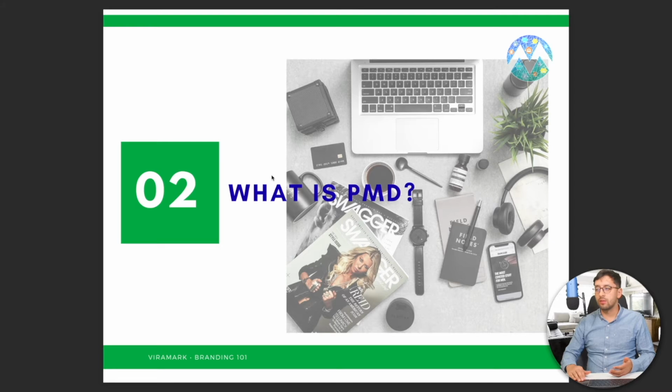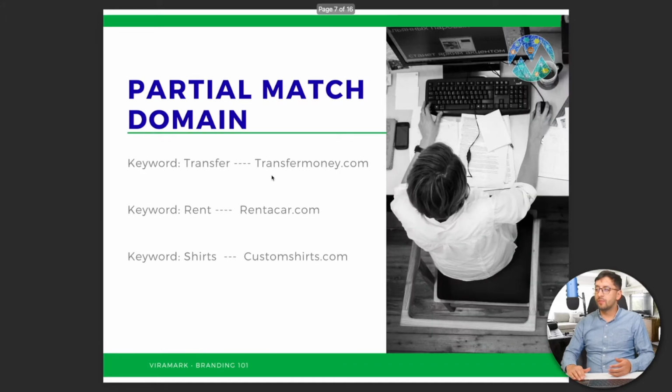What is PMD? PMD means partial match domain. It's something we're accustomed to seeing. You could see many web pages with domains built like this, and here they are, like rentacar.com, transfermoney.com. You could see the keyword is transfer, and they just add some other word to it, and that's what a partial match domain is, you guys. Really easy to grasp, right?